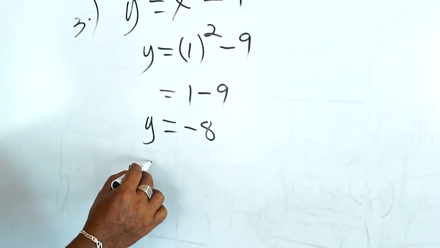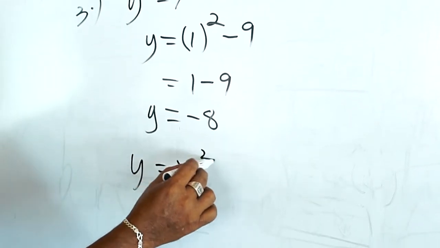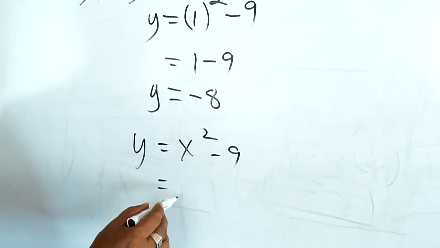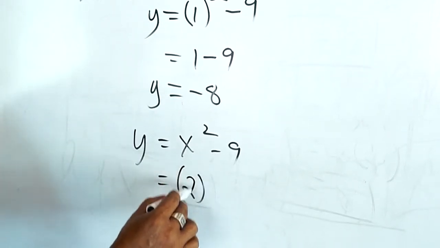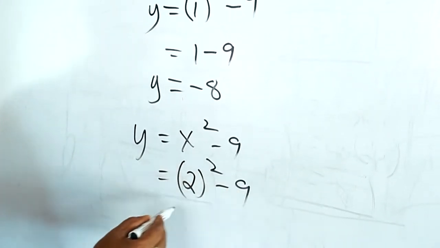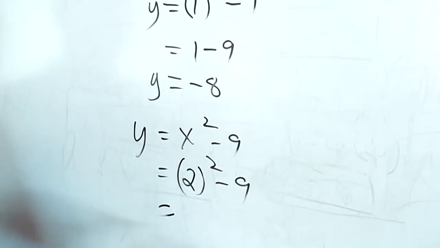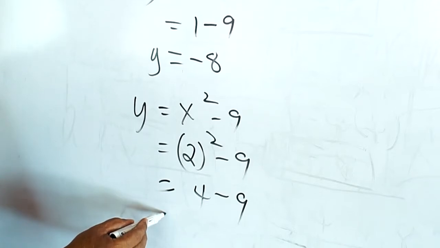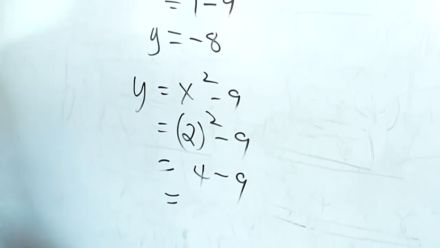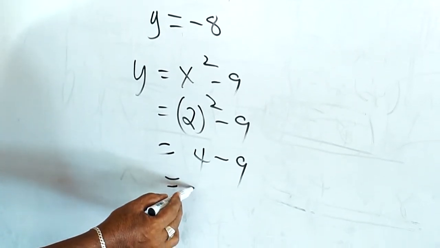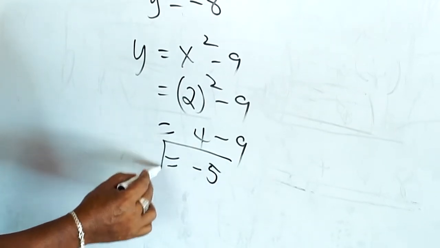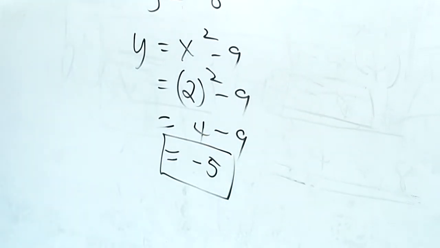Okay, y is equal to x squared minus 9. So for the second counting number, 2, we have 2 squared minus 9. The square of 2 is 4. Then we have minus 9. So the second term is negative 5.